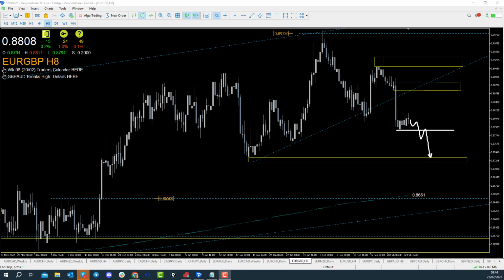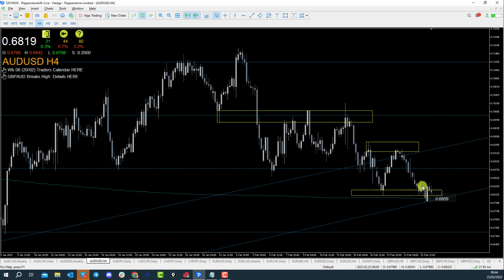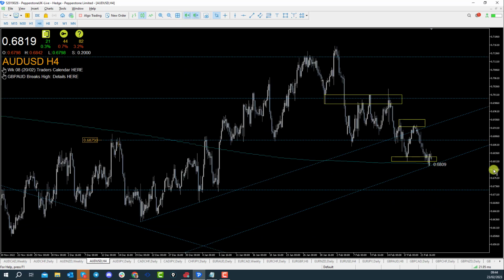Okay, so definitely two markets to consider. I quite like this Euro Pound setup, to be honest. It looks quite clean. We also have to take into consideration that the Aussie US dollar is at support at the moment, so we need to wait for price to develop a little bit more here to come into line with our current narrative of this market.